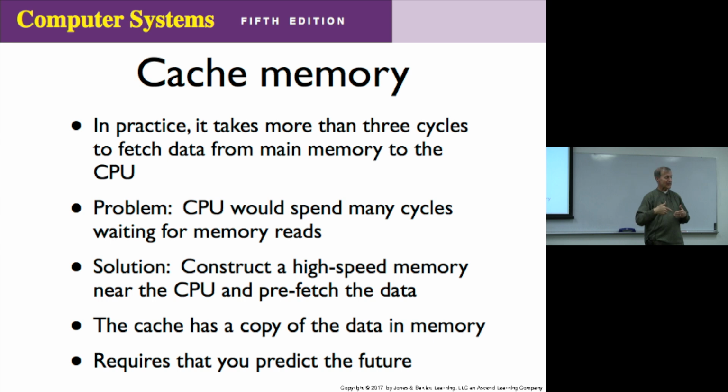And so what we have is basically a copy of what's in memory. And then the next time we need something, we check to see if it's in the cache, and if it's in the cache, boom, we get it from the cache, and we've already prefetched it. We don't have to spend all that time waiting. That's the idea. But in order for this to work, we have to be able to predict the future. You see what I mean?